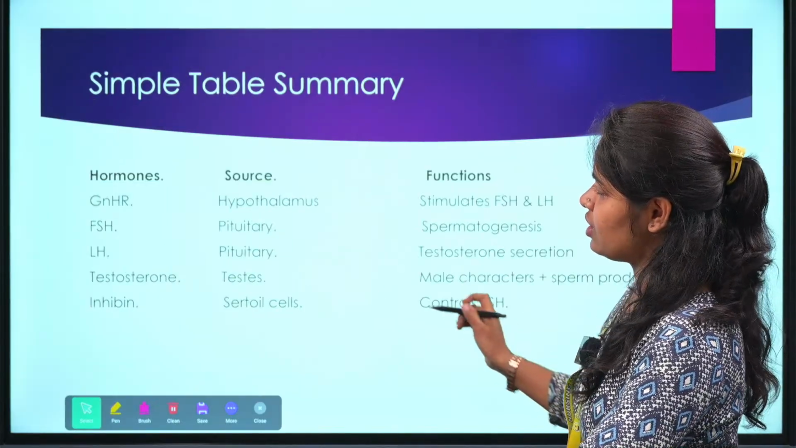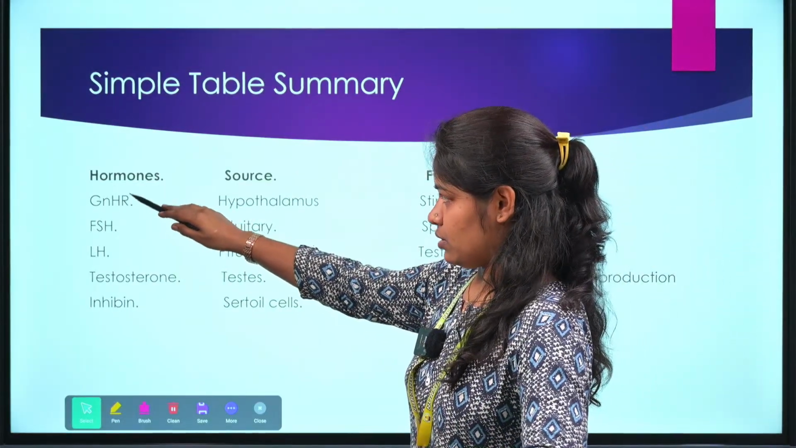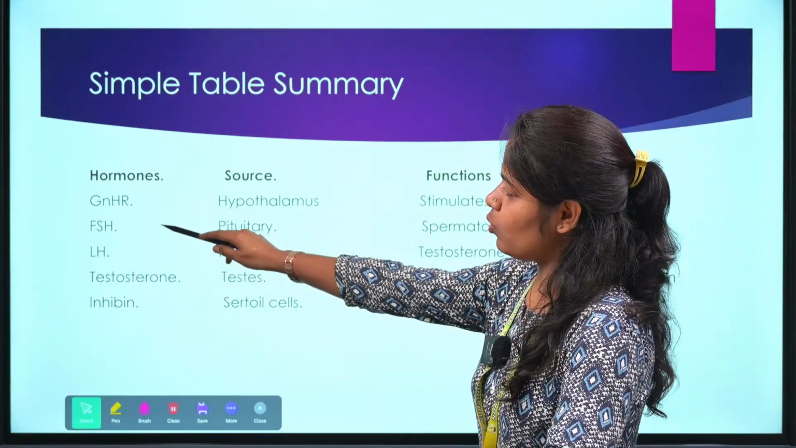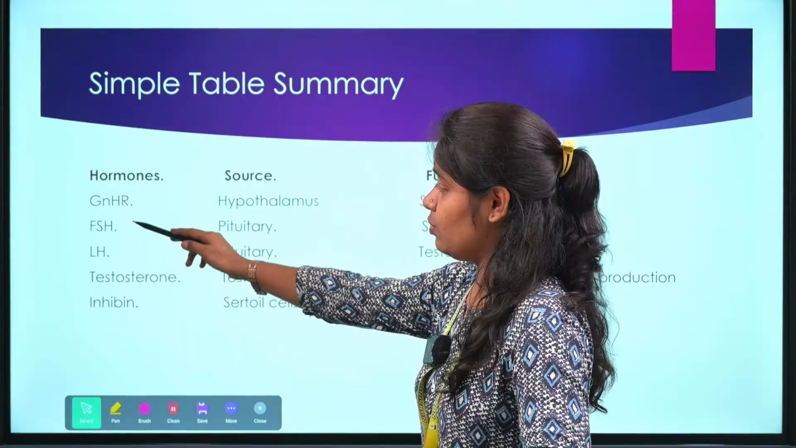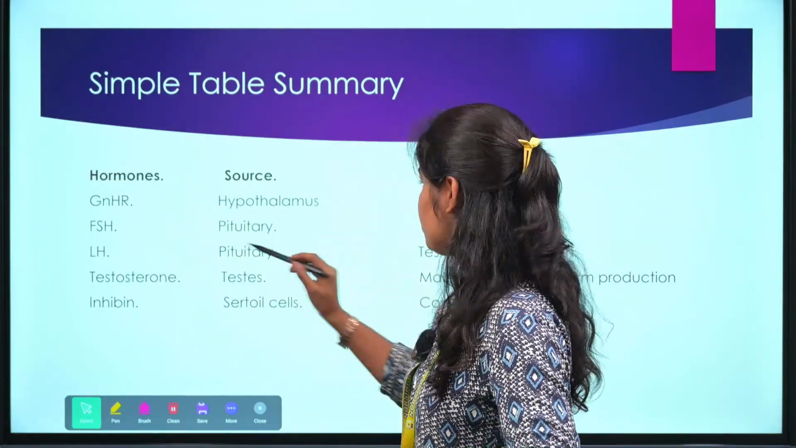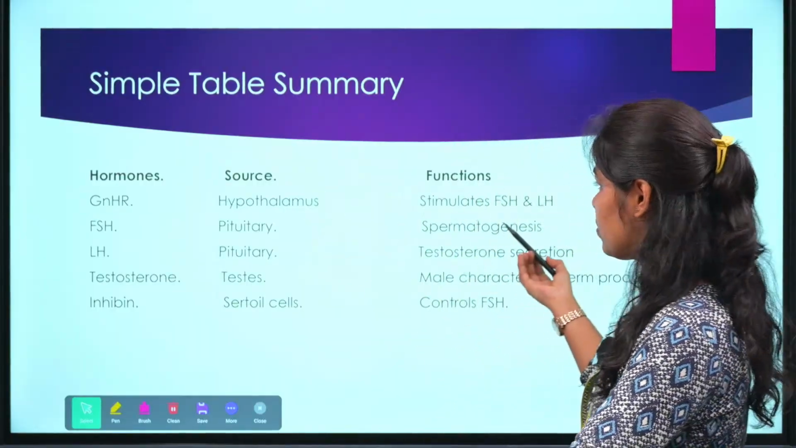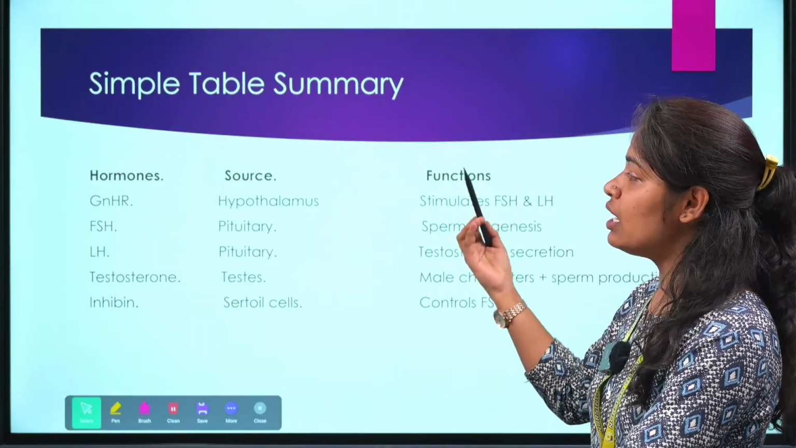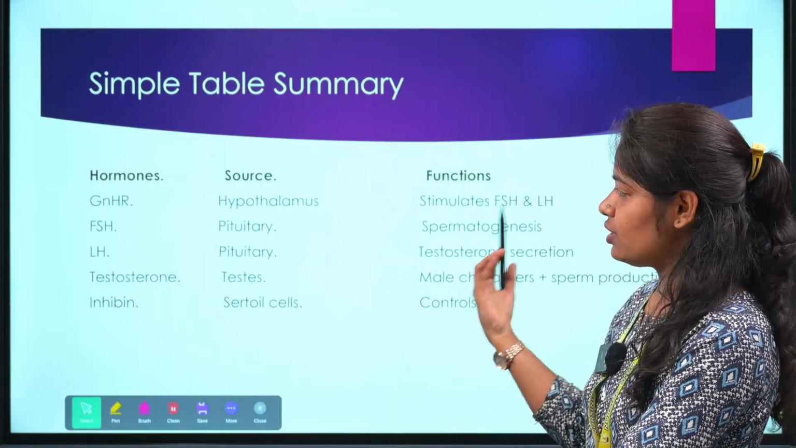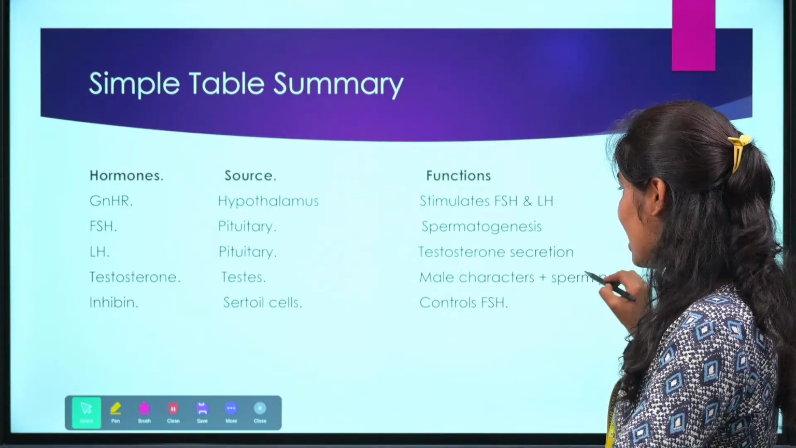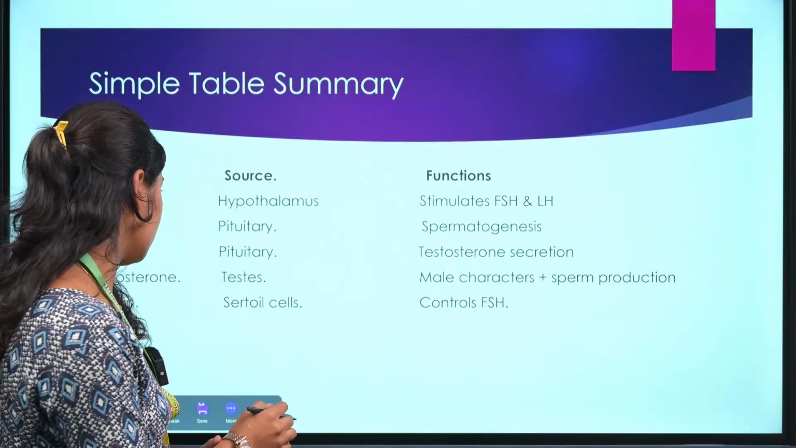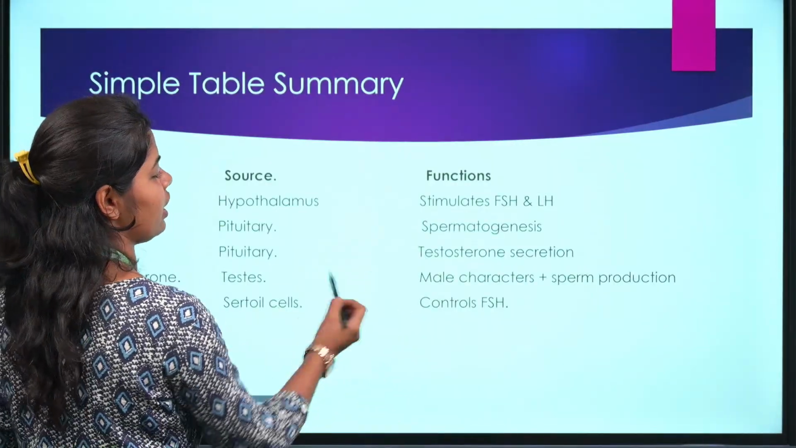And their functions. GnRH function is to stimulate the FSH and the LH hormone. FSH and LH are produced from the anterior pituitary gland. The function of FSH is spermatogenesis, production of the sperm. Then LH hormone function is testosterone secretion. The testosterone function is male characteristics plus sperm production. Next, inhibin controls the FSH.